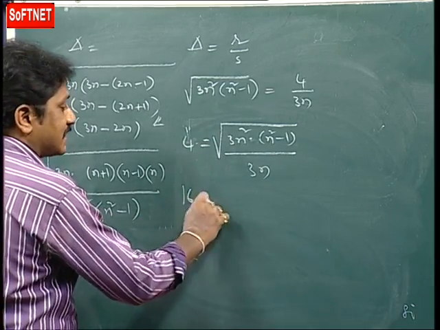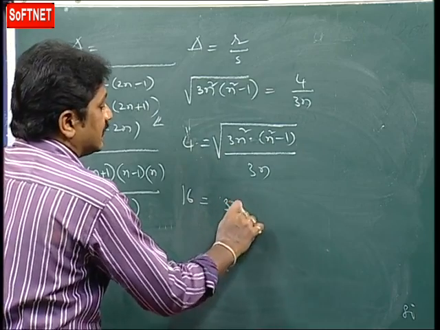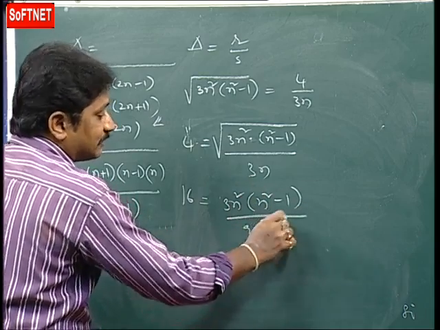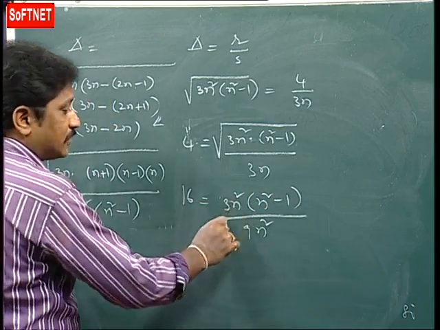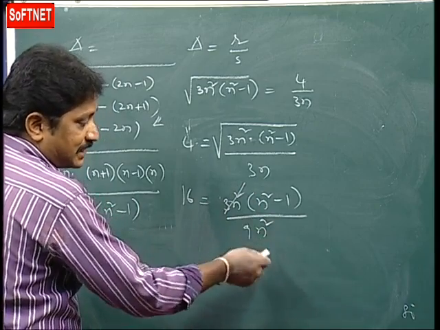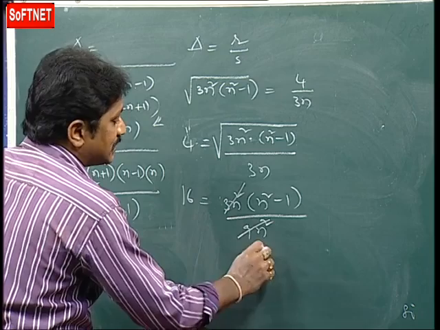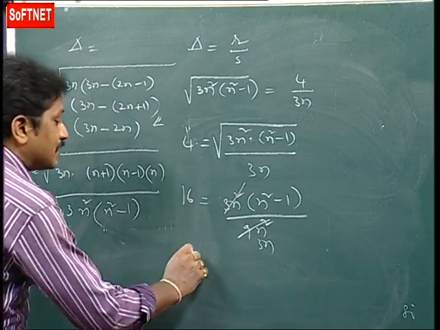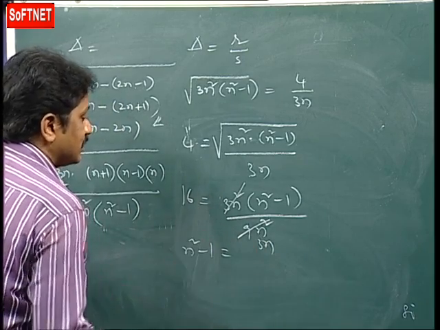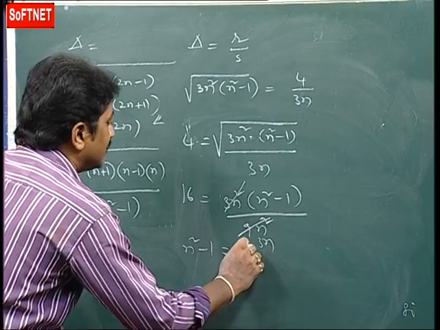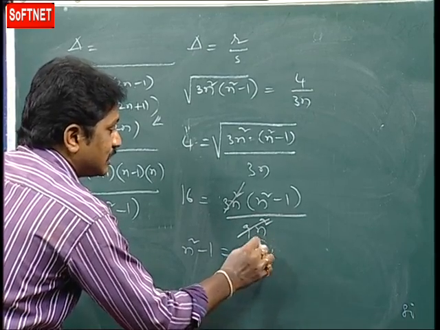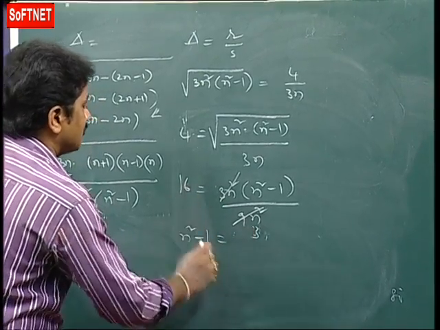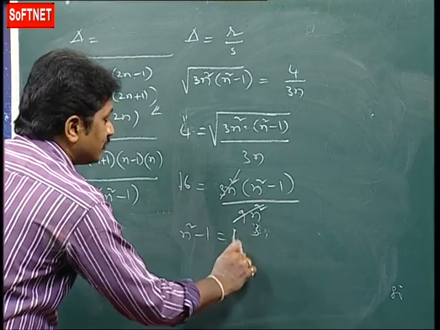So, 4 square 16 is equal to 3n square of n square minus 1 by 9n square. Correct? So, we can cancel 3n square. Here 9n square means here you will get 3n. n square minus 1. So, n square minus 1 is equal to how much? You will simply get 40. This n also cancels, only 3 will remain, correct? 3 square of course 16, 16 3s are 48.